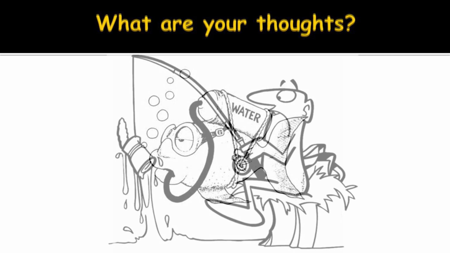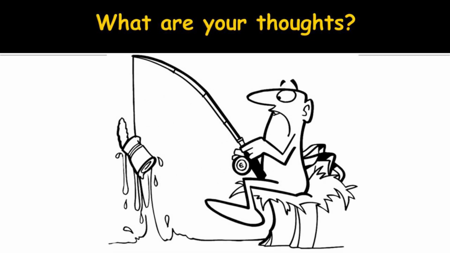All right, let's look at the last image. What's happening in that particular image? Well, yes, somebody's fishing, but what's happening? What are they catching? Are they catching fish? They're catching garbage, yes. So what does that suggest to us? Again, our water sources are being polluted.